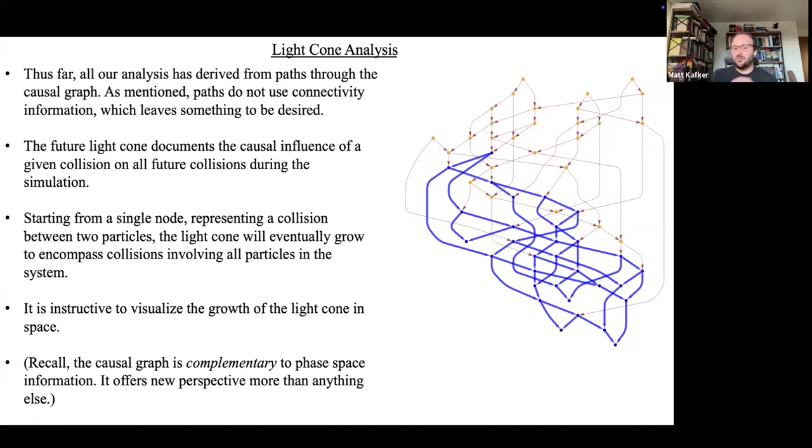So again, the idea of the light cone is that it starts from a single collision, and then all of the collisions which happen in the future of that collision involving those two particles get swallowed into the light cone. So you can think of this as the propagating effect of all collisions downstream of any given collision. I think perhaps the most useful way to look at this is how this looks in space.